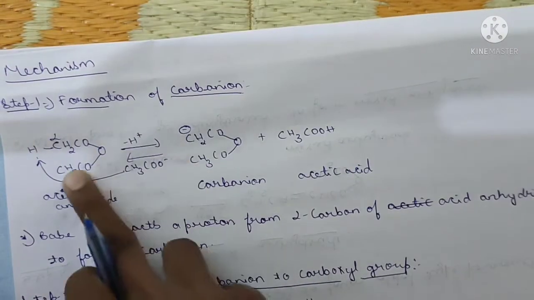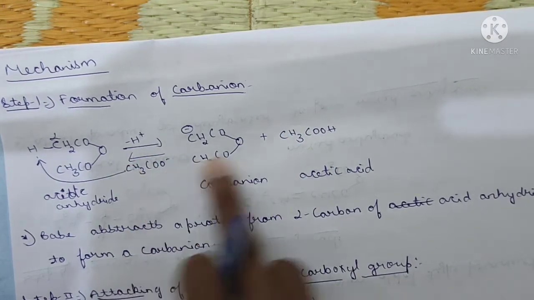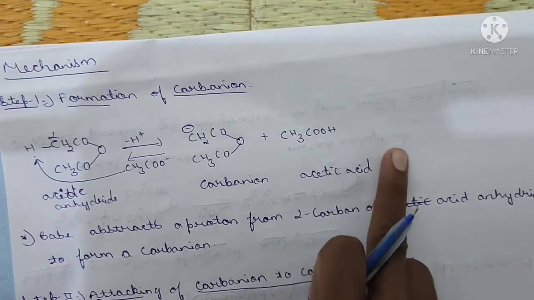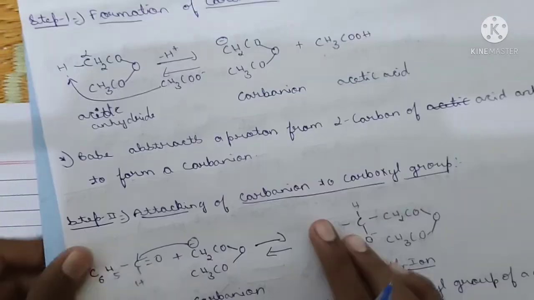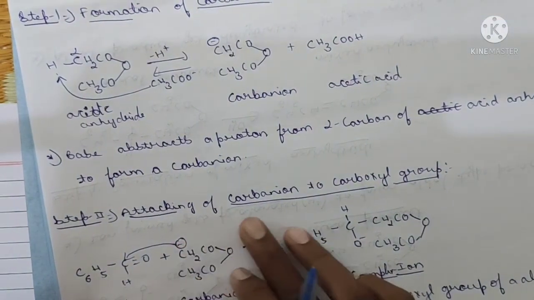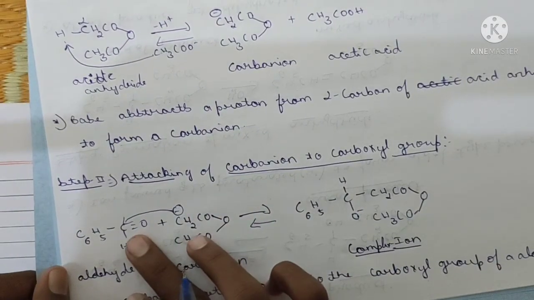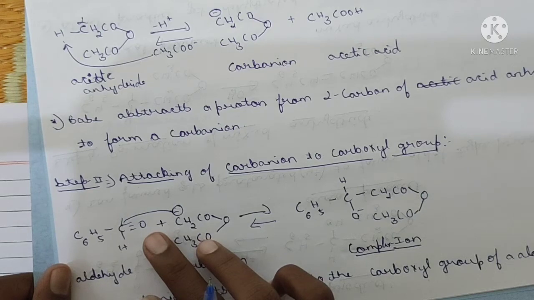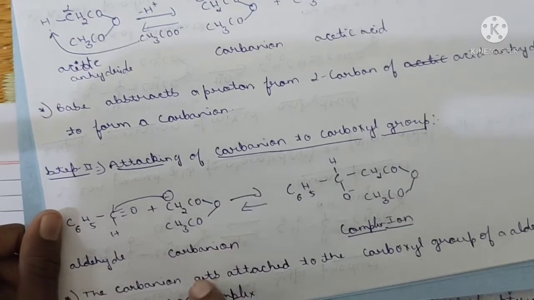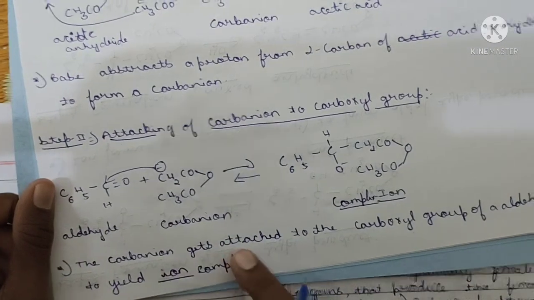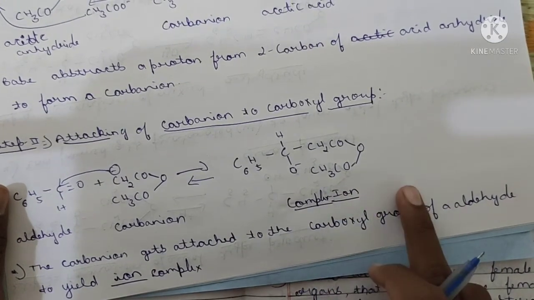If the base receives the proton, it turns into an acid, that is acetic acid or ethanoic acid, and the carbanion has the minus charge. Next, step 2, attack of the carbanion on the carbonyl group. The formed carbanion attacks the aldehyde, benzaldehyde, which we take here. The carbanion gets attached to the carbonyl group of the aldehyde to yield an ion complex.